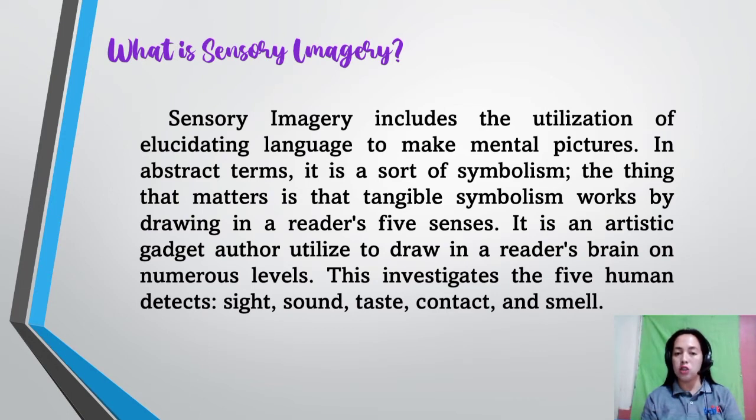It is a literary device that the author uses to draw in a reader's mind on numerous levels. This explores the 5 human senses: the sight, sound, taste, touch, and smell. In other words, imagery or sensory imagery focuses on the 5 senses of a person. We have the sight, sound, the taste, the touch, and the smell. So how are we going to use them? We are going to use them to create a vivid, the term is vivid, mental picture in the brain of the readers in order for them to imagine what you are writing, to imagine what you are expressing, and to let them feel what you feel as you express it in your writing.